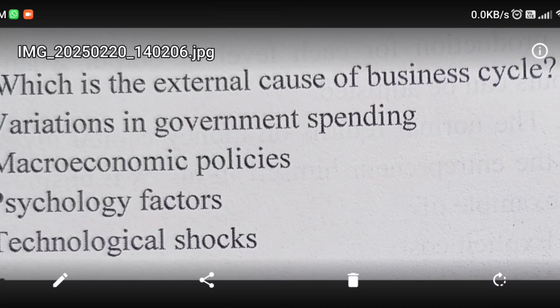These shocks are considered external because they are often unpredictable and originate outside of the typical economic policy and consumer behavior. So D is the right answer.